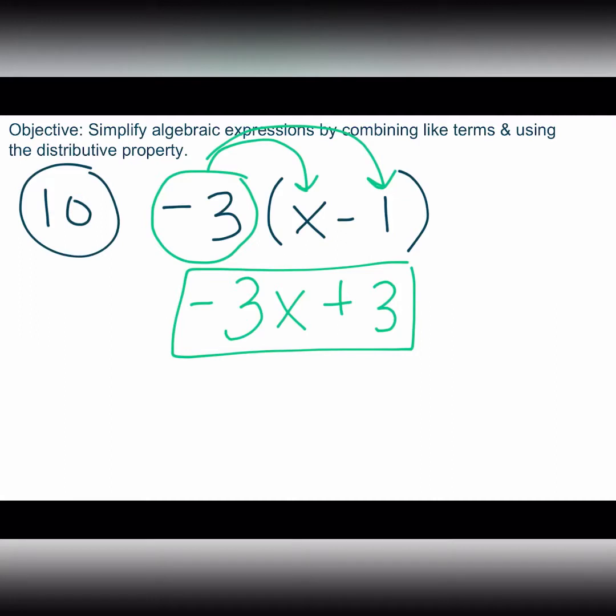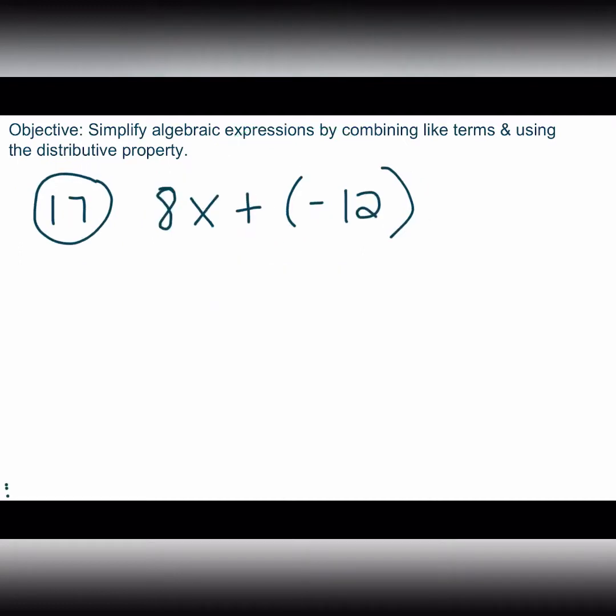Okay, so now we're going to move down the worksheet to number 17, where we are combining like terms. Oops, we're missing an x here. Okay, so we have 8x plus negative 12x. We can combine these because you can see they both have an x. All we have to do is add the coefficients. The coefficient is the number in front of the variable. So 8 plus negative 12.